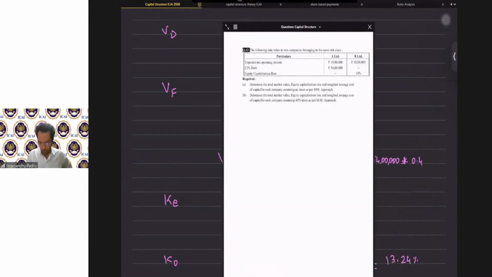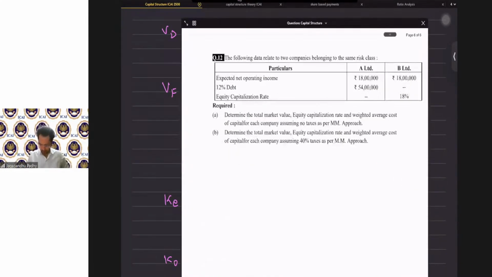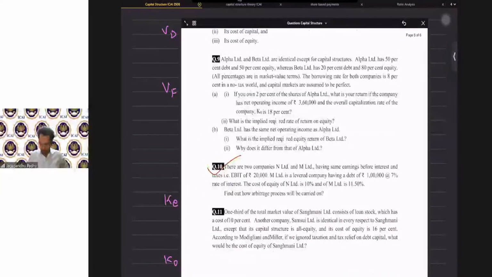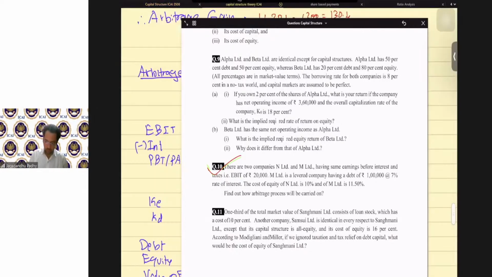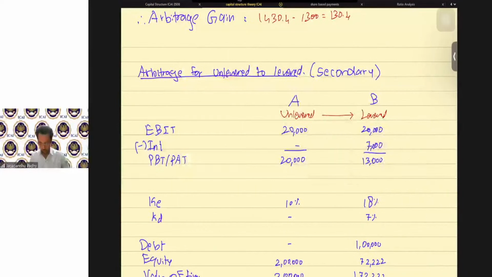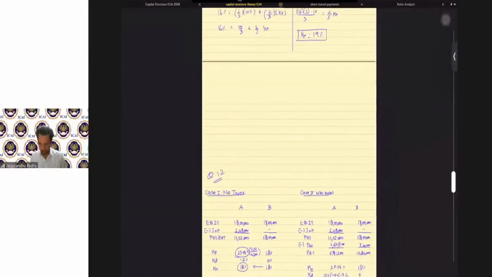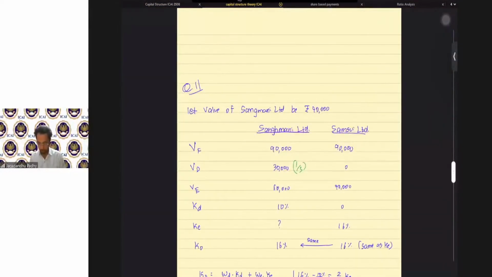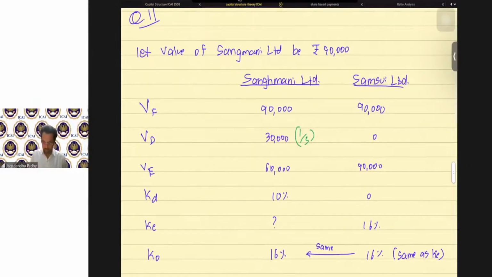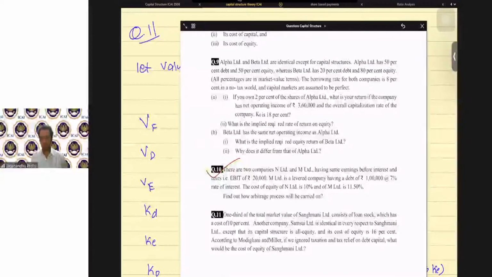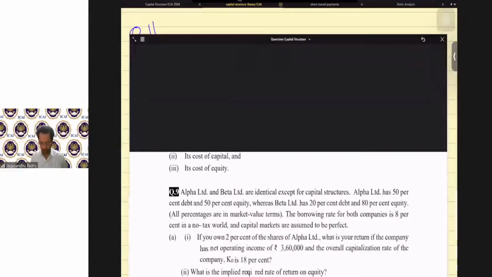So we did question 12. Then we have this question 11. Now for question 11, I'll just show it to you how it is done. Let's try to look at question 11. I'll just give you a gist of the solution because that's pretty easy.